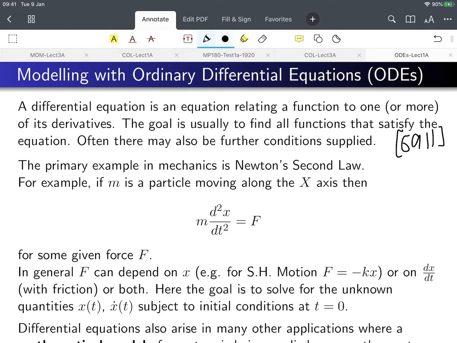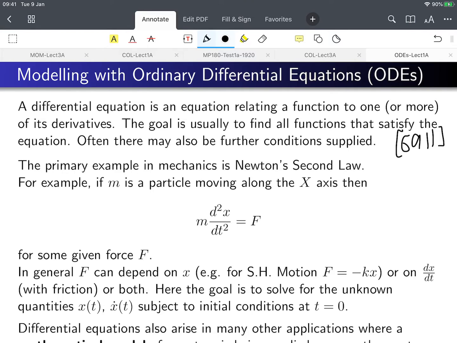Okay, so the new chapter is on differential equations. We've come across one already, the harmonic equation, x double dot plus omega squared x equals 0. A differential equation is an equation involving a function and its derivatives. The unknown is the function. Unlike an algebraic equation where the unknown is a number, a variable, a scalar, that you have to solve for, here you have to solve an equation for a function.